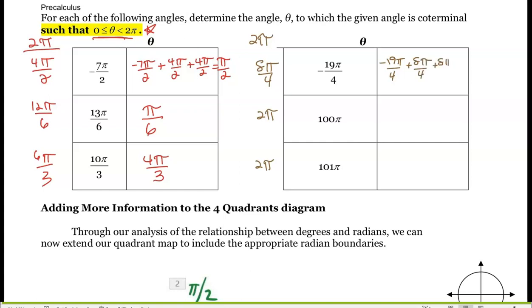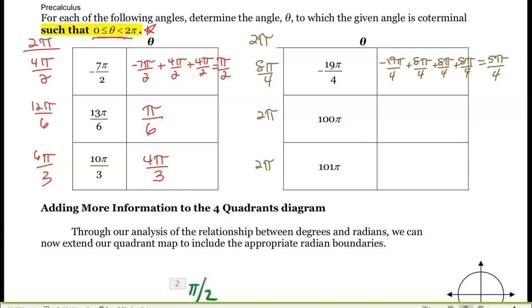That makes it 16. That's 2 times. One more time. If I do that, what am I going to have? 8, 16, 24. So that's going to end up with 5 pi over 4, and that number falls between 0 and 2 pi. Because if you're in fourths, you have to fall between 0 and 8 pi over 4, and I do.